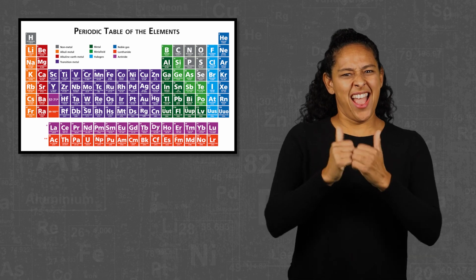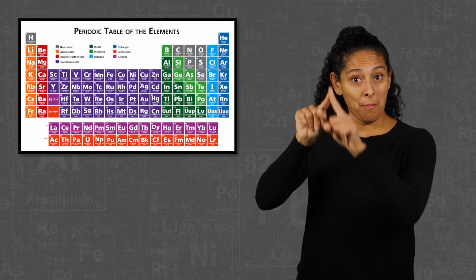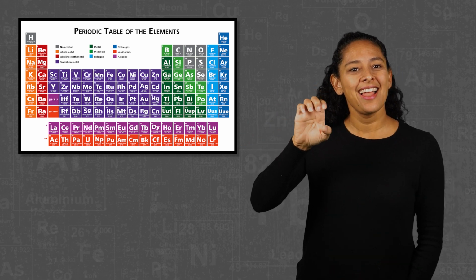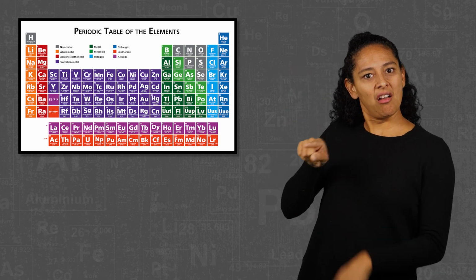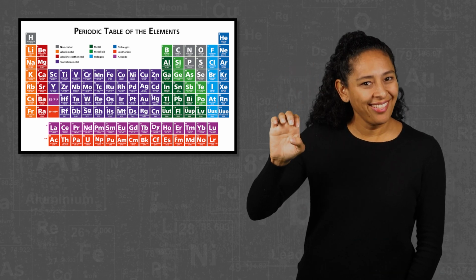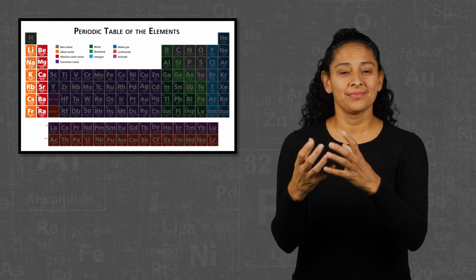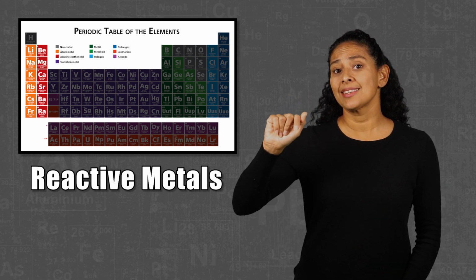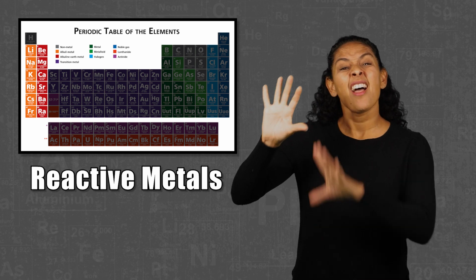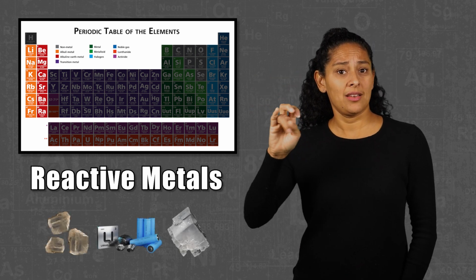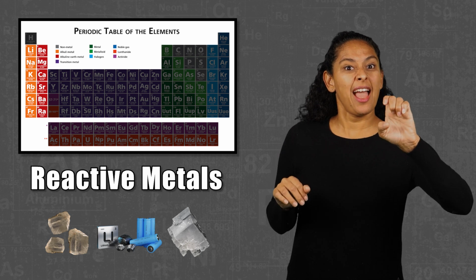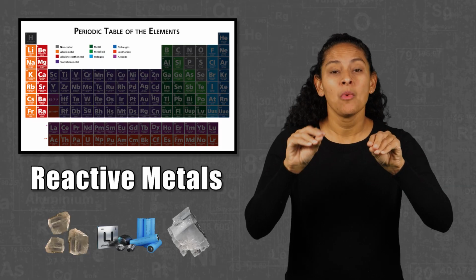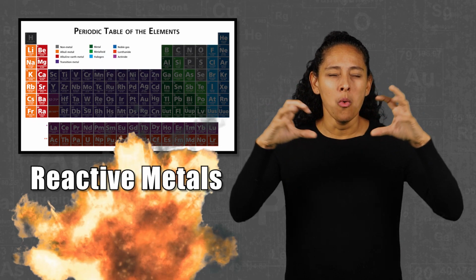Now that we know how to read the element boxes, let's look at the different types of element families on the periodic table. First, you have reactive metals. These are located on the left side of the periodic table. These metals are called reactive because they react by flashing, banging, or exploding when in contact with other elements.